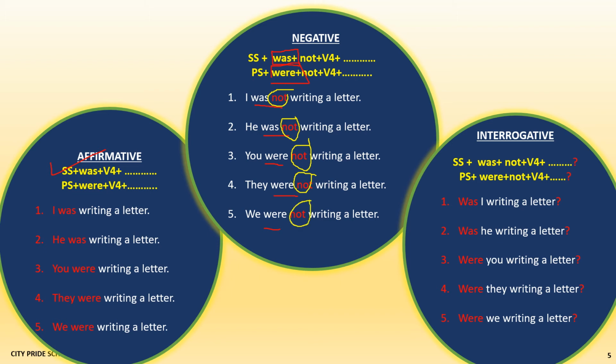Now, interrogative sentences. Again, these are yes-no type questions. I will just write Y for yes and N for no. To write yes-no type interrogative sentences, we will simply begin the sentence with helping verbs, and the two helping verbs are was and were, and we'll end the sentences with a question mark. So here the question marks are put up. So it is very, very simple to change affirmative sentences into negative sentences.